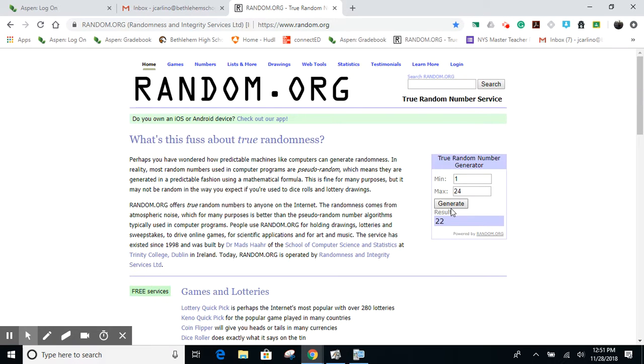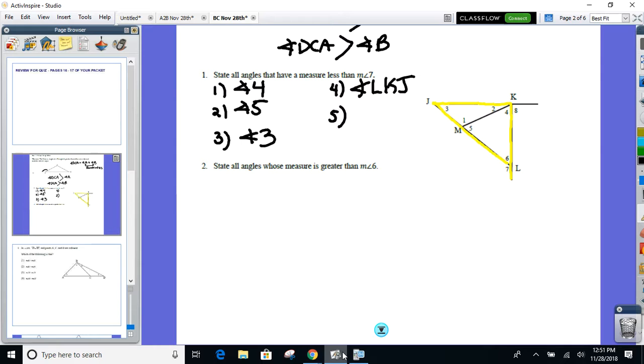Let's keep going. How about 22? Angle 2, there we go. We got it. Now, hey, let's discuss why angle 2. Well, wasn't angle 7 bigger than LKJ? And what's LKJ made up of? 2 and 4, so it's got to be bigger than each one of those by themselves. All right, 2 and 4. We all good?